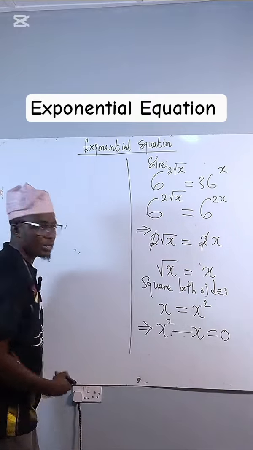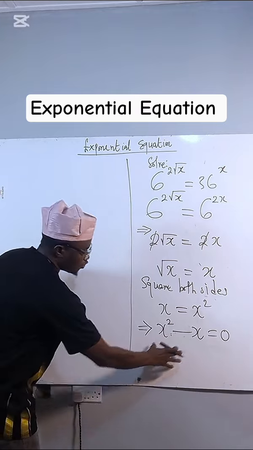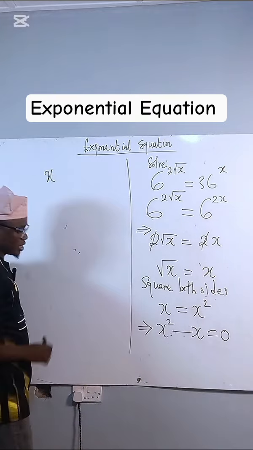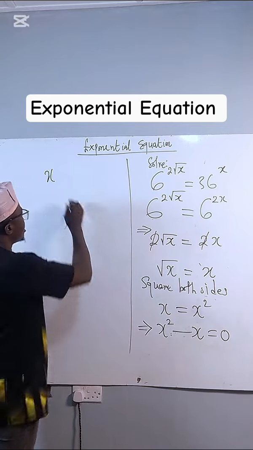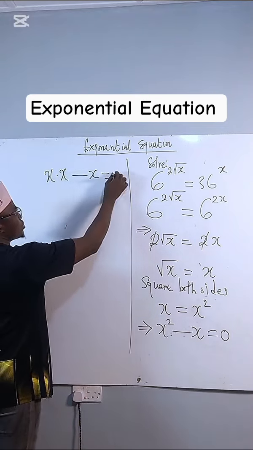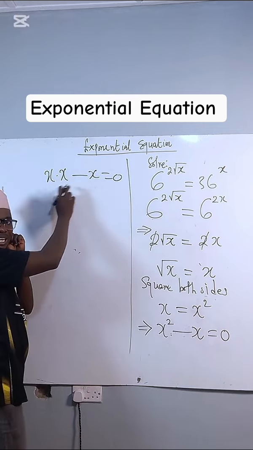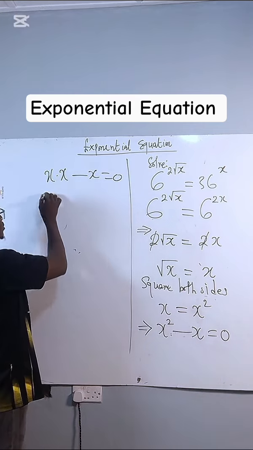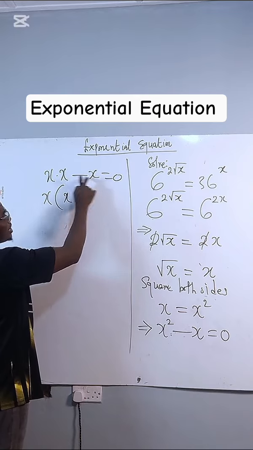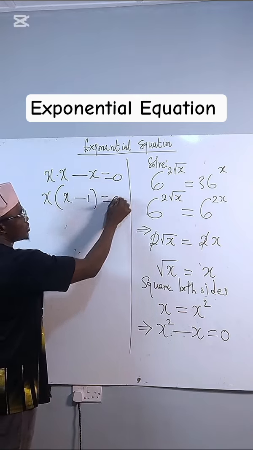Now, let's see how we can solve this one. It shows that we are going to factor out the common value. So x is here, then multiplied by x gives us x squared, then minus x equals 0. Looking at this now, you can see that x is common. So we take out x into x minus, and if you divide this by this, we're going to have 1, equals 0.